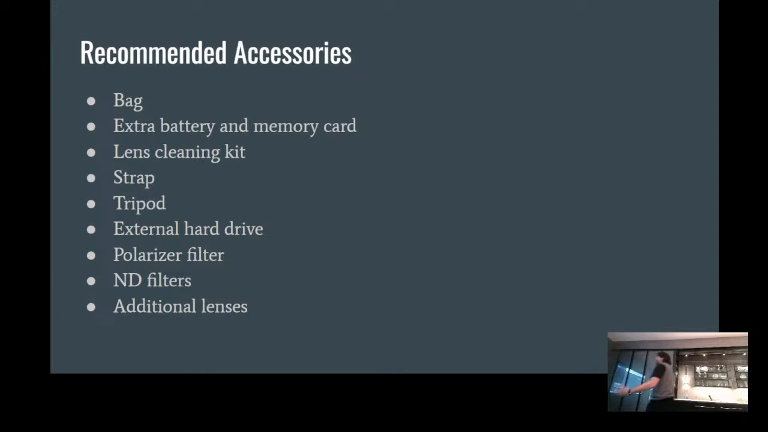If I really had to sell you on stuff, I'm going to tell you the top four most necessary products you should be getting. Get a bag, protect your camera. You spent all this money on it. Make sure you have good housing or protection around it so that nothing gets damaged in transport or when you're doing stuff. Have an extra battery and an extra memory card.